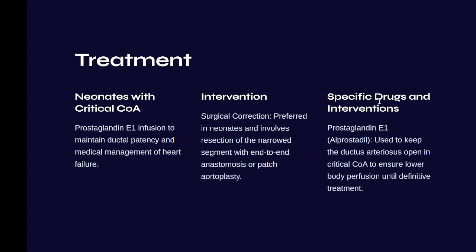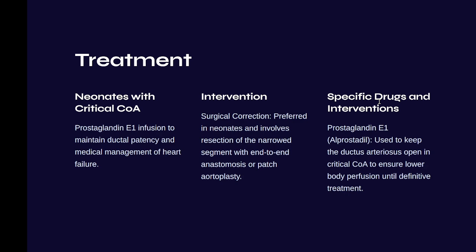Treatment: in neonates with critical CoA, prostaglandin E1 infusion to maintain ductal patency, and medical management of heart failure. Intervention: surgical correction is preferred in neonates and involves resection of the narrowed segment with end-to-end anastomosis or patch aortoplasty. Balloon angioplasty is an option, particularly in recoarctation post-surgery. Stent placement is typically reserved for adolescents and adults.